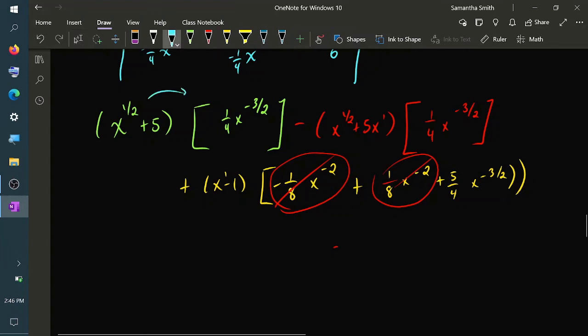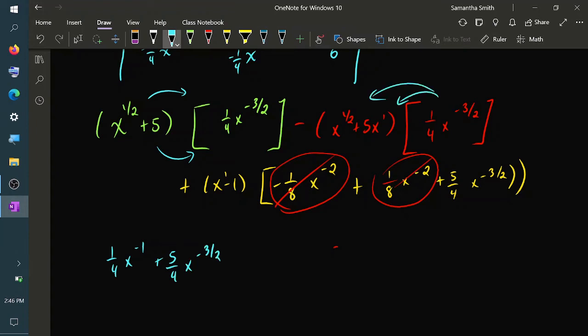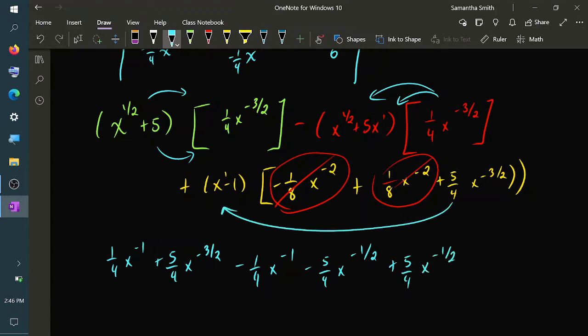Okay, so doing the first distribution, it looks like we get 1/4 x to the minus 1 plus 5/4 x to the negative 3 over 2. Then for the second distribution, it looks like we get negative 1/4 x to the minus 1 minus 5/4 x to the negative 1/2. And then in the final distribution, we get positive 5 over 4 x to the negative 1/2 and negative 5 over 4 x to the negative 3/2.